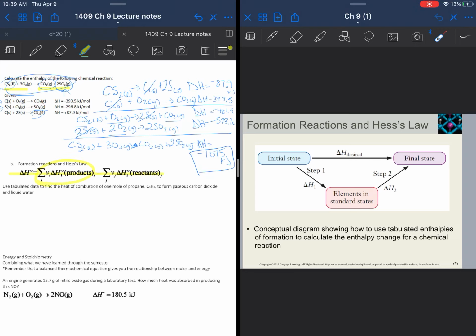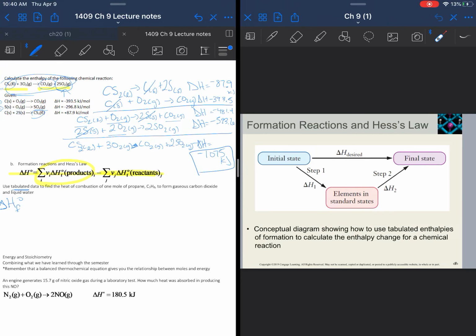This equation that you see right here is based on Hess's law. It's saying that if we take the energy of formation of our products, so the energy that it takes to form a mole of our products from the elements, and we subtract the energy of formation of the reactants, so that's how much energy it took to break the reactants into the elements, we can also find delta H.